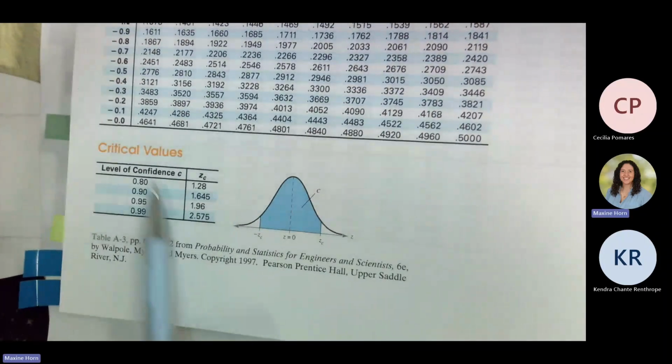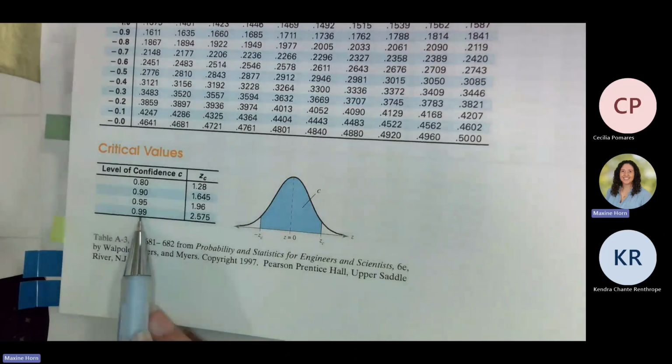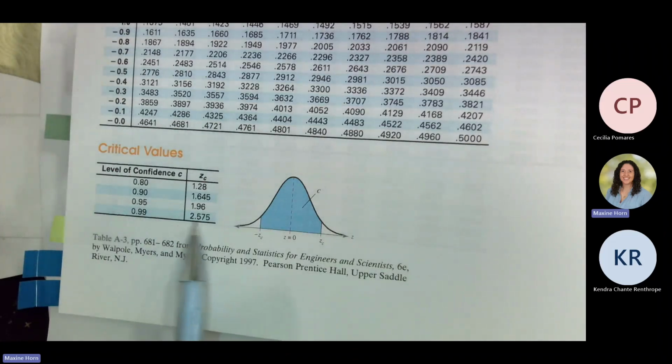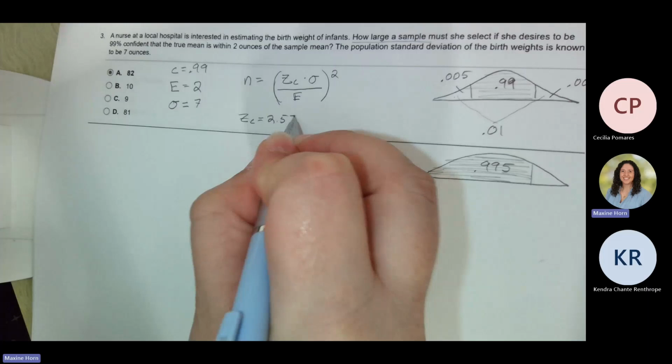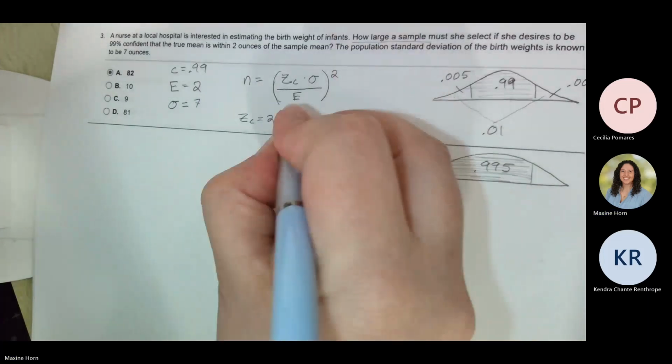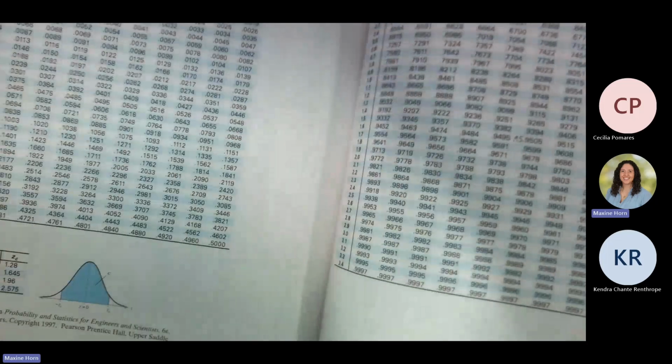It gives some common confidence levels here. Our confidence level was 0.99, so it's telling us that our corresponding z-score is 2.575. Real quick, I'm just going to write that here: our corresponding z-score is 2.575.